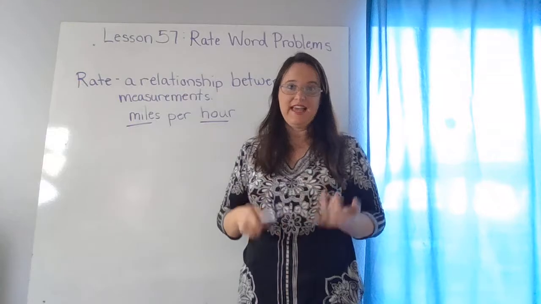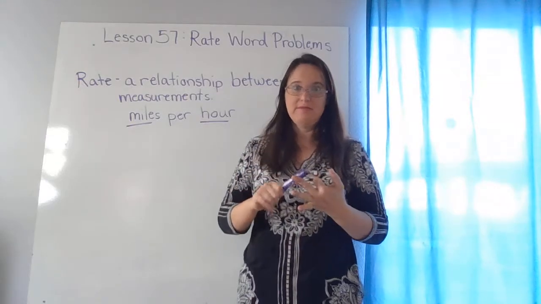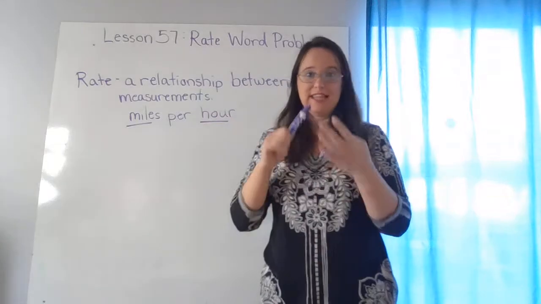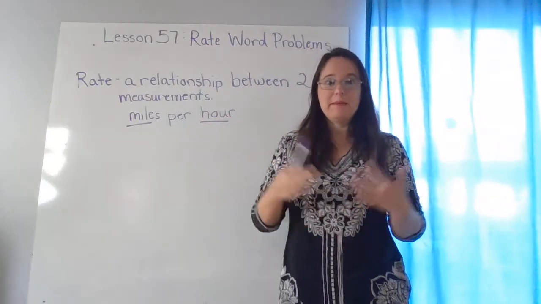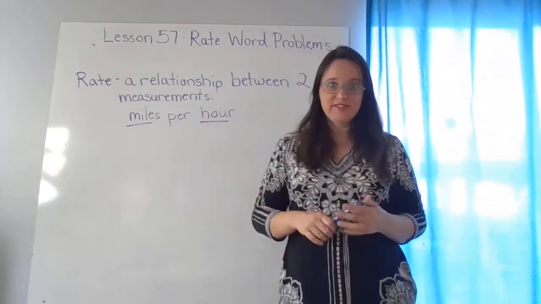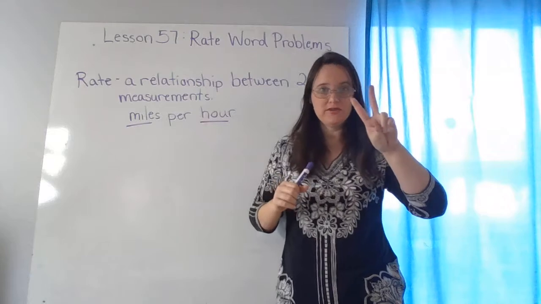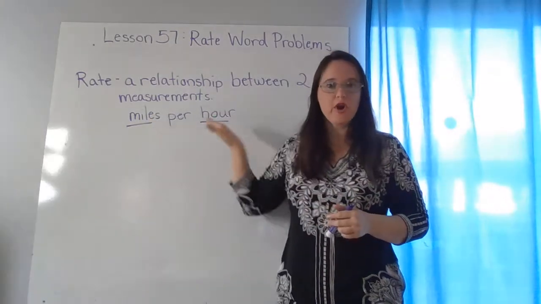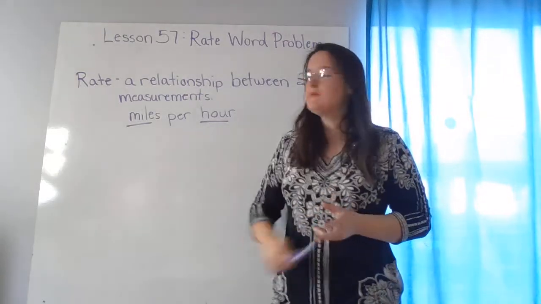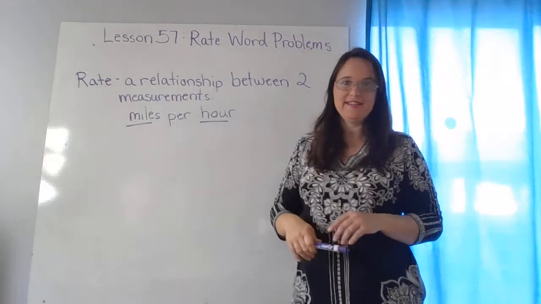Measurements are things like inches, miles, yards. Measurements can be time words like minutes, seconds, hours. Measurements can be money like dollars. So a rate is when we take two of those measurements and put them together. For example, miles per hour. Usually when we're talking about a rate, we have this word per in it.